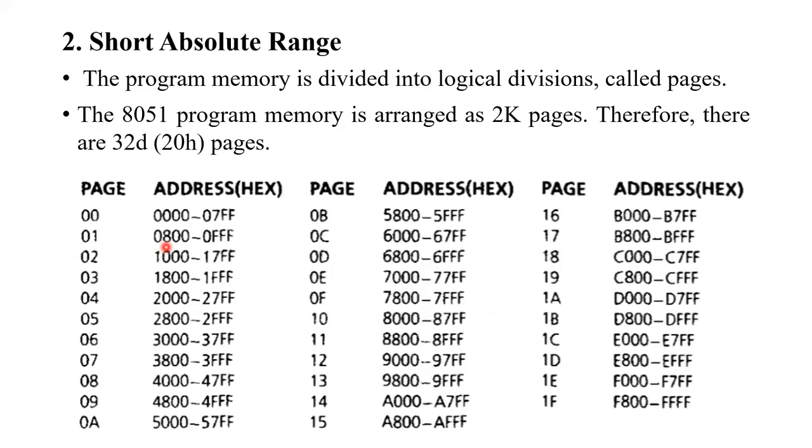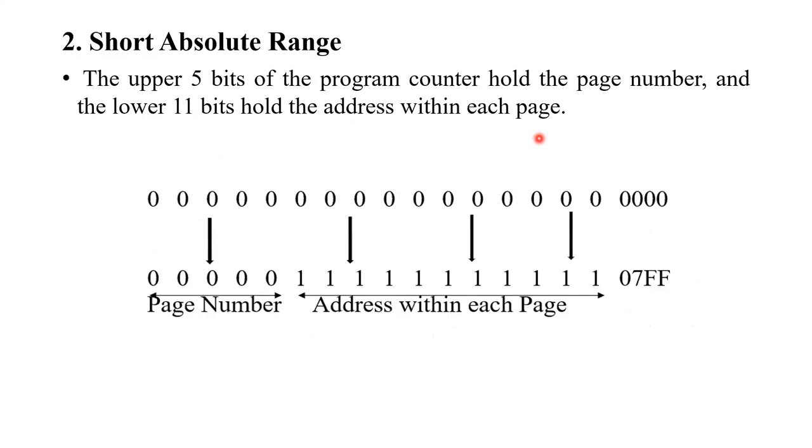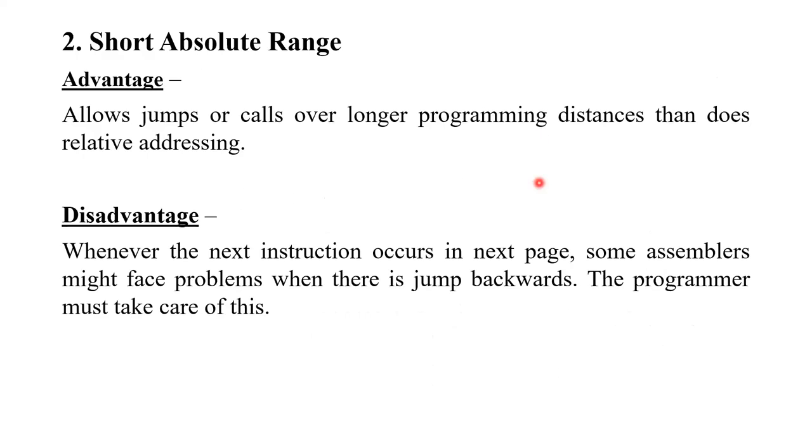There, right? The first 5 bits represent the page number, and the rest of the 11 bits represent what? They represent the address within each page there. So if we look at short absolute range, the range is between 2K pages here. It is 2K pages is the range that we have.